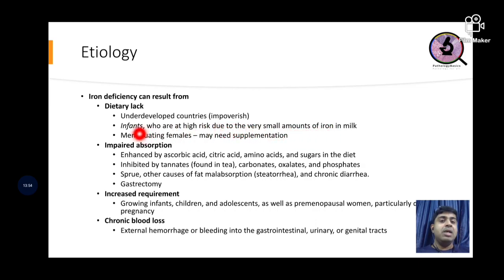Malabsorption conditions such as PRU and diarrhea, they can cause iron deficiency anemia, and gastrectomies can cause iron deficiency anemia. Increased requirement can be seen in infants because they are growing, in adolescents, as well as premenopausal women. Also in pregnancy, increased requirement of iron can be seen. Chronic blood loss because of external hemorrhage or bleeding into the GIT or urinary tract, there can be increased requirement of iron.